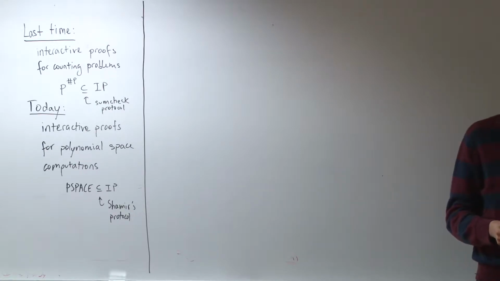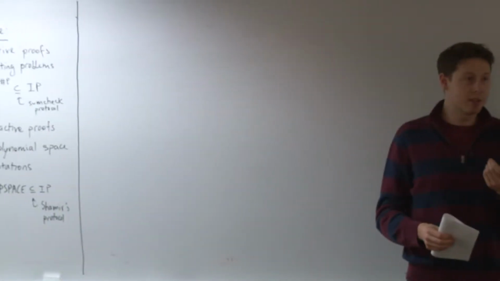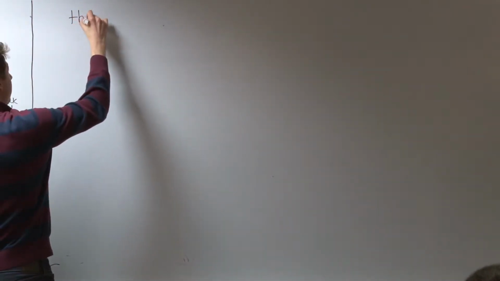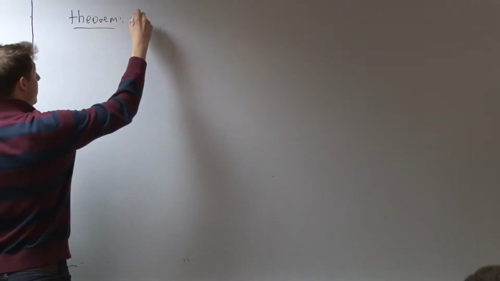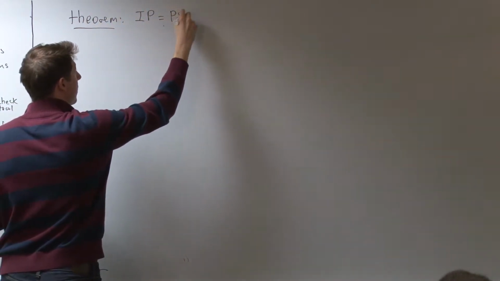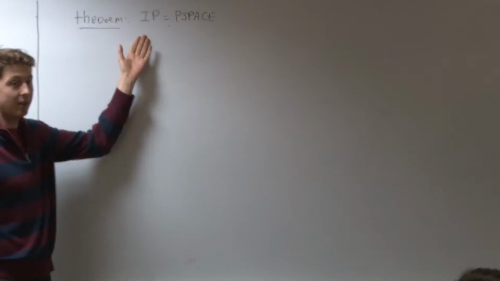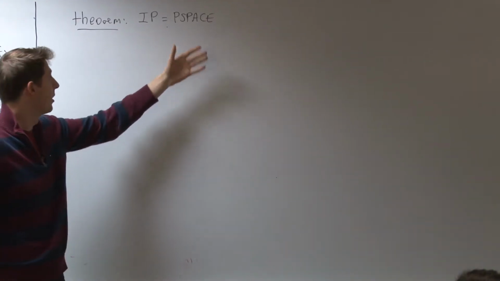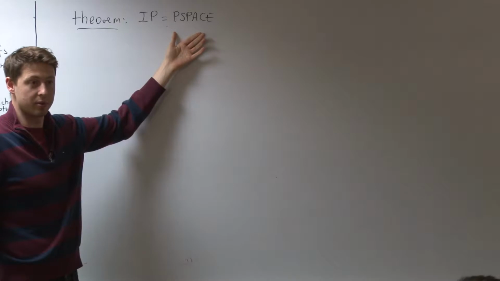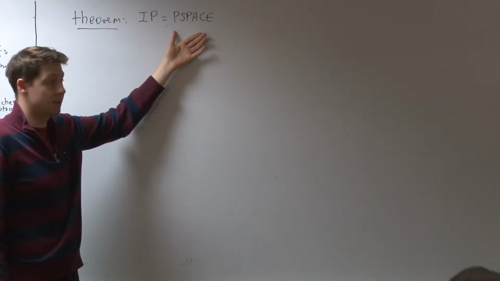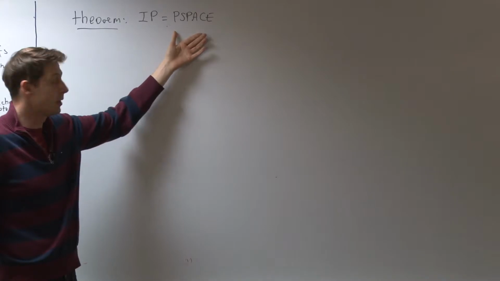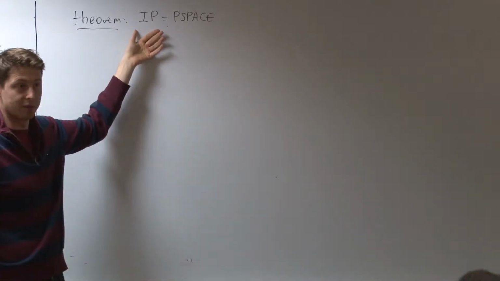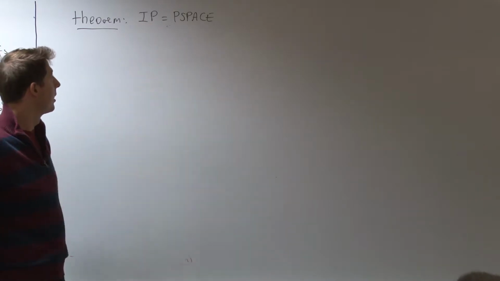Pspace equals IP. Notice that this equality, which is, let me write it here, I'm going to prove today. It's rather surprising because what's on the left looks very different than what sits on the right. Here on the right, you have this strange class of languages decidable by polyspace machines. And here you have some other notion of efficient proofs that involve interaction and randomness. So it should be a surprising theorem.